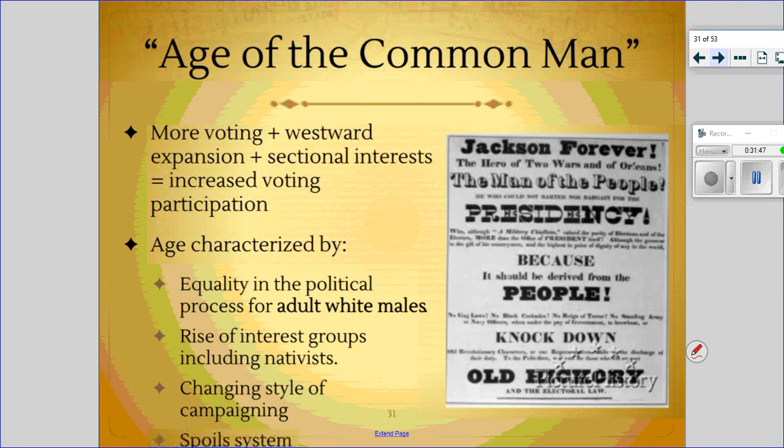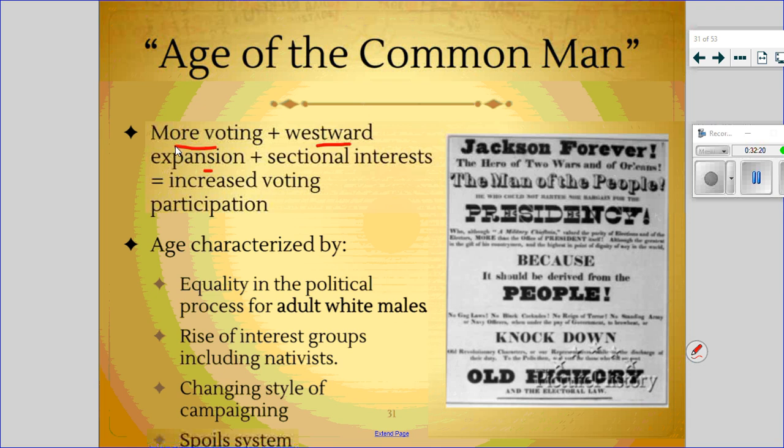So the age of the common man, it's called that because there's more voting. Okay, and we're expanding west. All right, and there are some sectional interests that are involved in that. You have people who are very interested in seeing slavery spread west, and people who really, really do not want to see slavery spread west. So because of all this interest, more people are going to want to vote at the same time that more people are going to get the ability to vote.